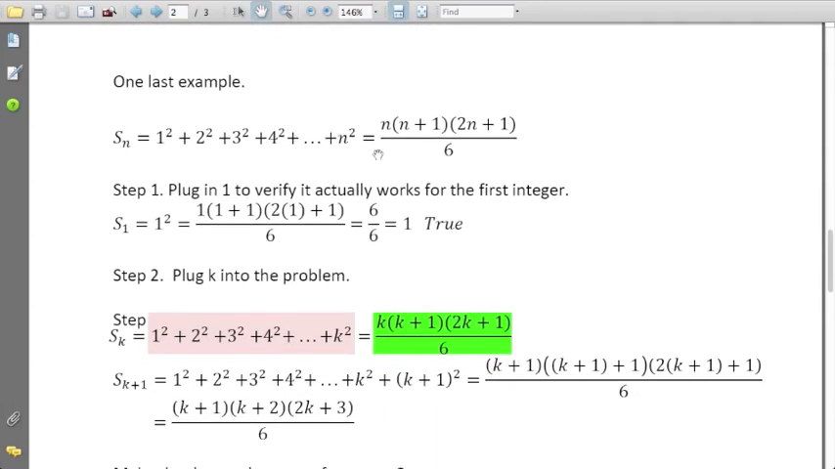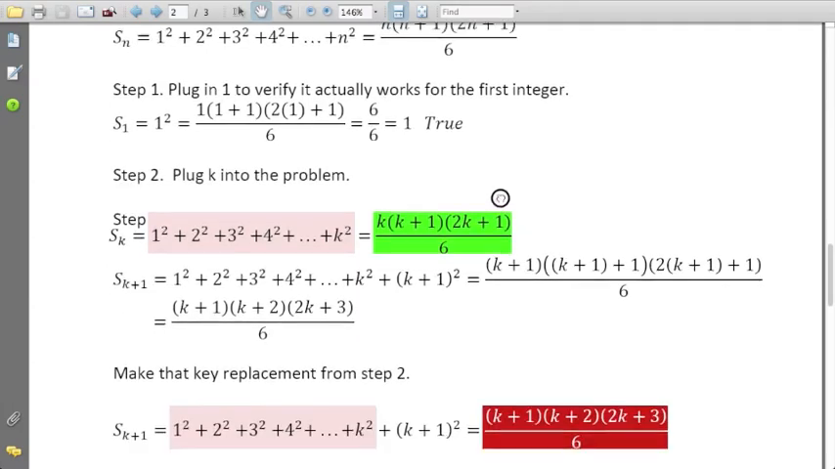The very first thing we do is we have to plug in 1 just to see if it actually works for the first one. If it does work, I should get 1. So we plug 1 in: 1 times 1 plus 1 times 2 times 1 plus 1. Turns out to be 1 times 2 times 3, which is 6. So 6 divided by 6 is 1. So 1 squared is equal to 1. Absolutely true. Let's move on to the next step.